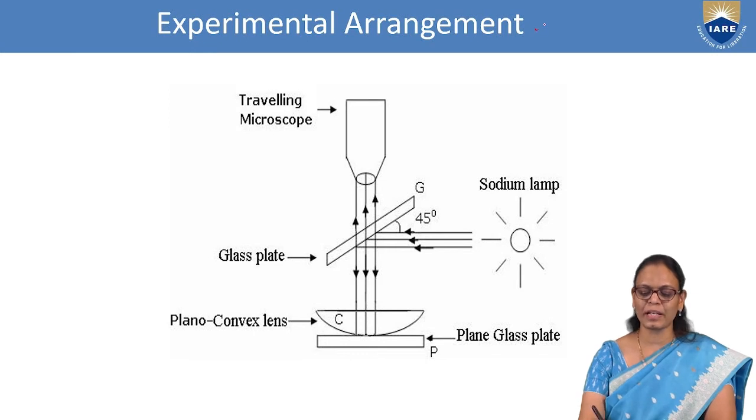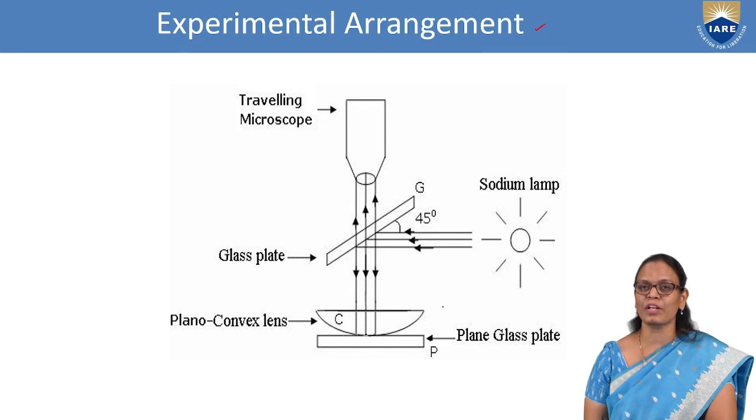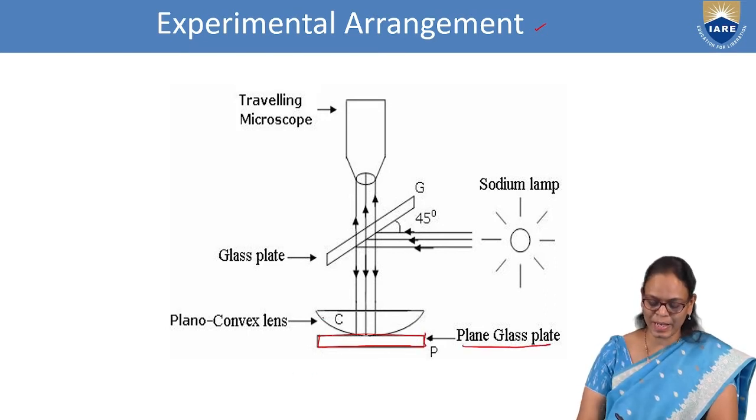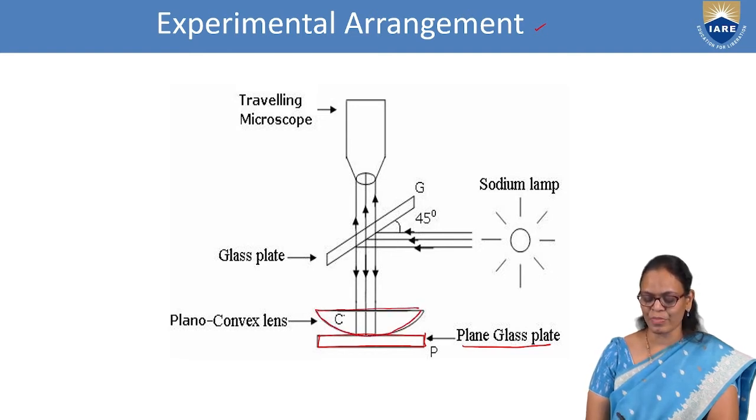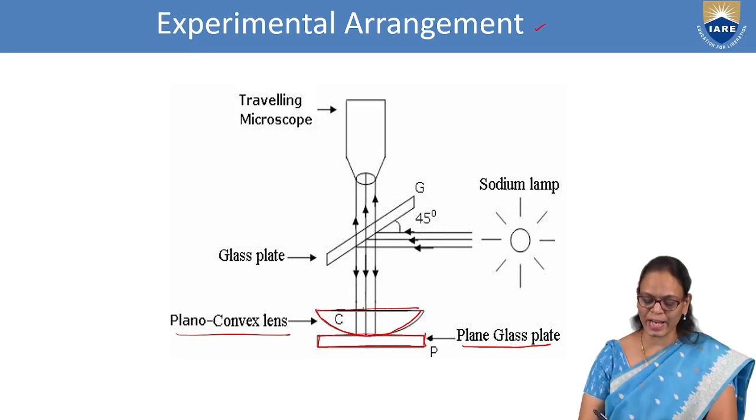So what is the experimental arrangement to view these Newton's rings? This part we have already discussed. We have a plain glass plate. This is the plain glass plate. And on this plain glass plate, we are placing a plano convex lens. One side is plane and the other side is convex. So we are placing a plano convex lens. Now what we have seen, when light is incident here normally and you view it in the reflected light, you will see the Newton's rings.